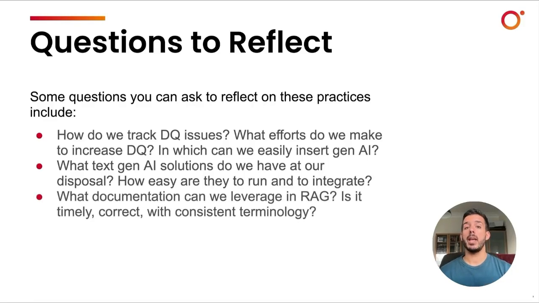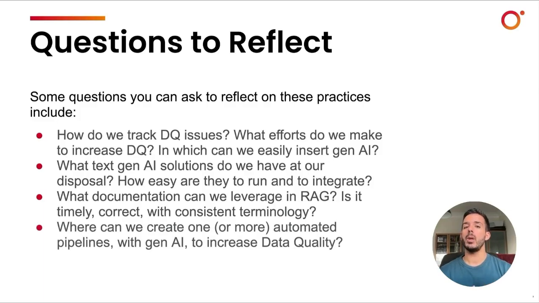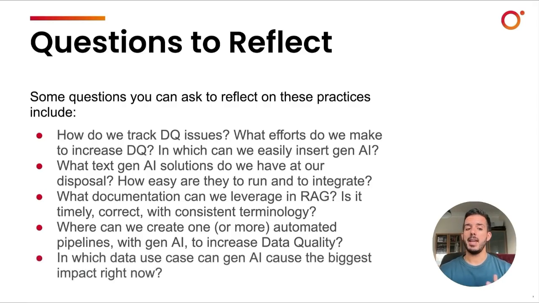Then, what documentation can we leverage in RAG? Is that documentation timely, correct, and does it have consistent terminology? Not just in general, but what documentation can we use for RAG to fix a specific dataset or for other specific use cases? Where can we create one or more automated pipelines with GenAI to increase data quality? Where is speed or scalability not going to be an issue? And where can GenAI really help us and take the effort off of human hands? Or, at the end of the day, in which data-related use case or remediation operation can GenAI cause the biggest impact right now? And with this, we close this course on generative AI for data management and data remediation.